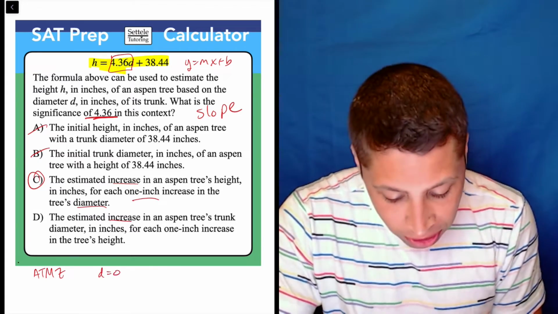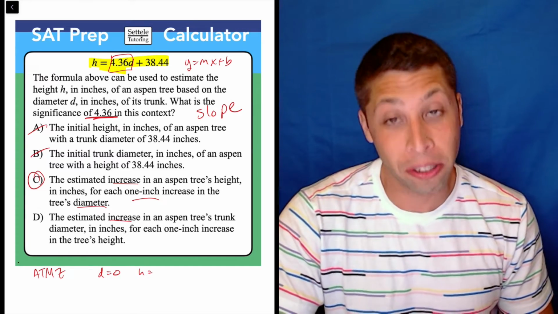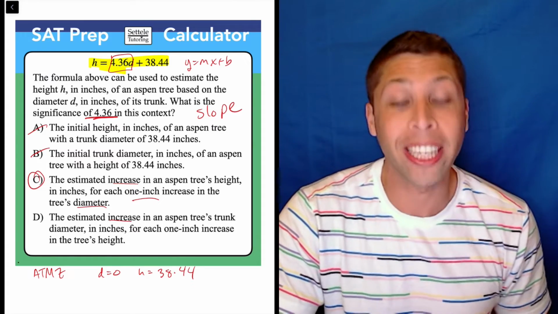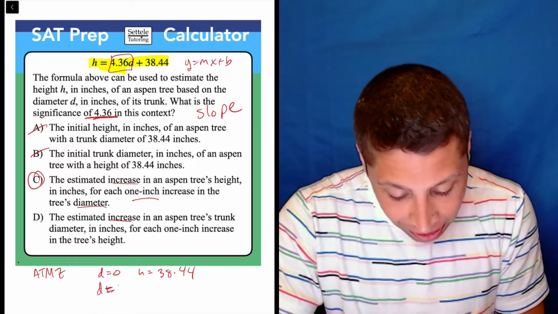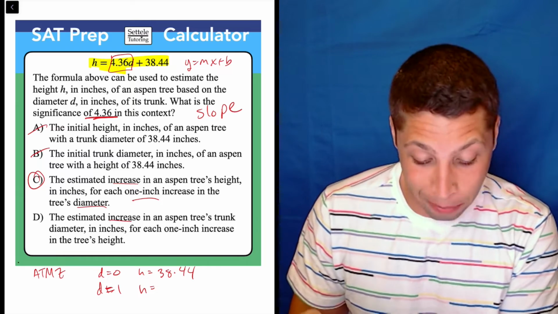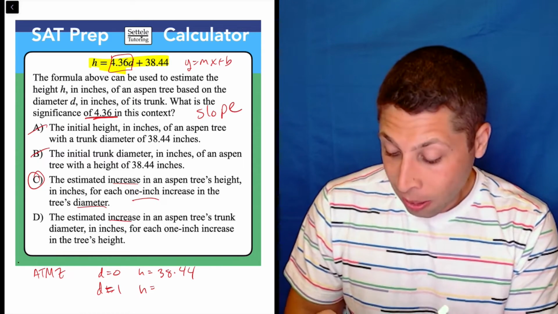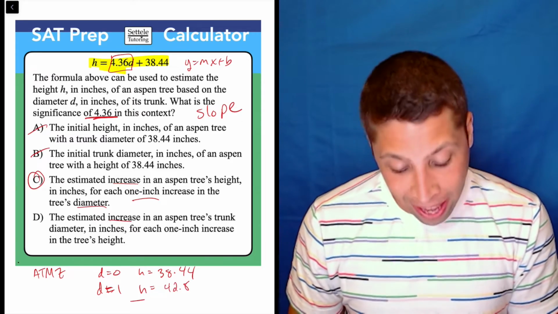So if we started out with d equals 0, it's really easy to find that out because then 4.36 times 0 plus 38.44 is 38.44. So that's really obvious right away. And then we can just increase that by 1. And so what happens? Well, we would just do 4.36 plus 38.44. You can probably see where I'm going with this, but even still, we would get 42.8, and then we can subtract them.